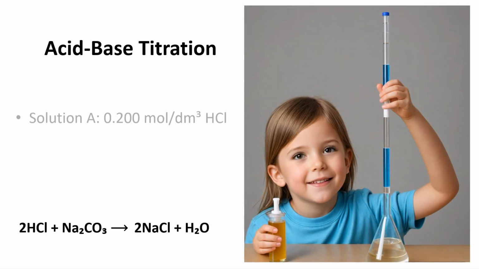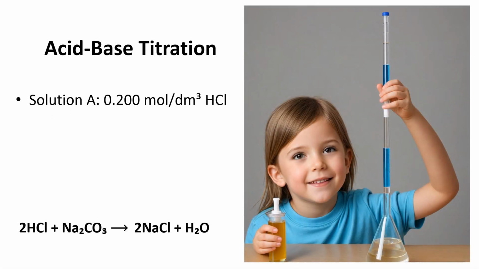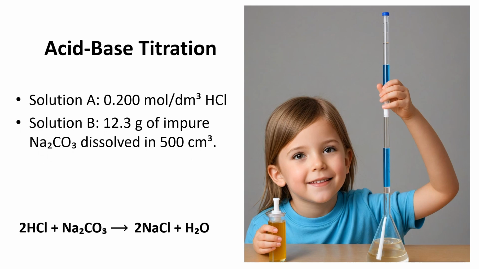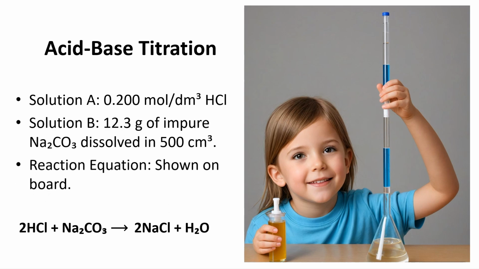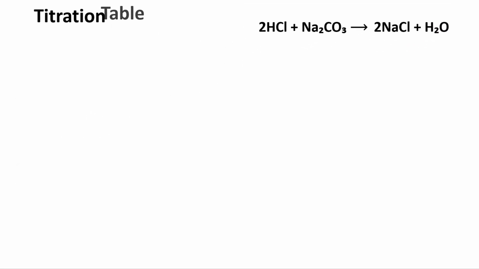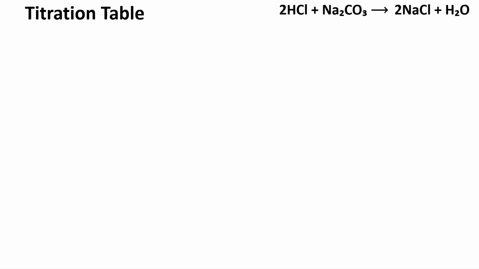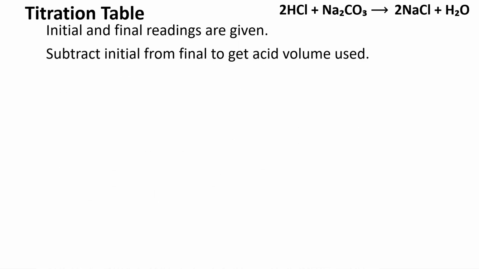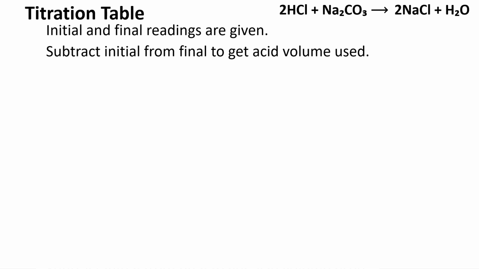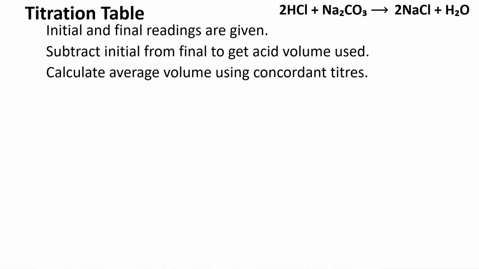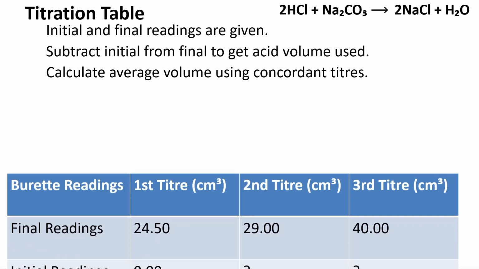In this experiment, we have solution A, which is 0.200 moles per dm cube of HCl, and solution B, which is made by dissolving 12.3 grams of impure Na2CO3 in a 500 centimeters cube of solution. The reaction equation is shown here. A. You will be completing the titration table here. The initial readings and final readings are given. We subtract the initial from the final to get the volume of acid used for each trial.